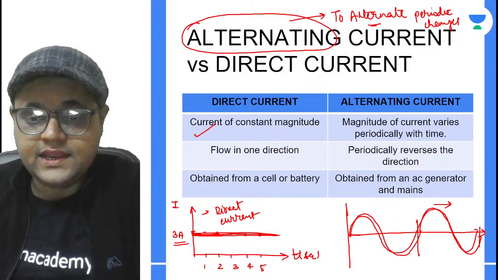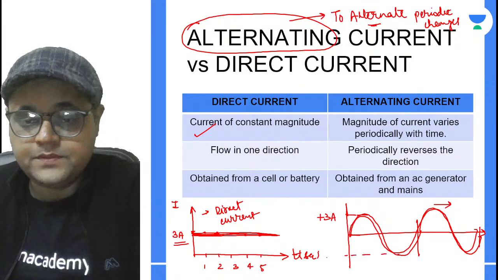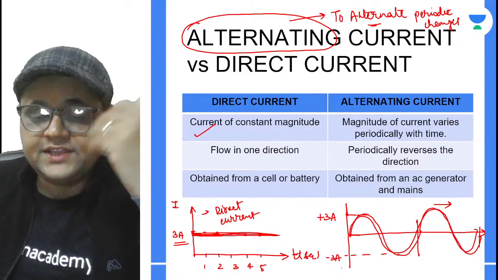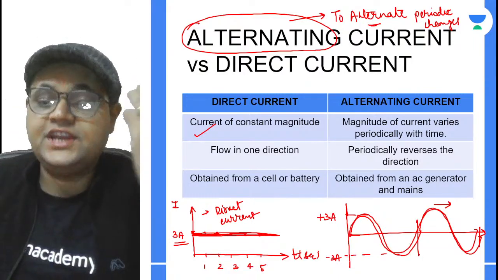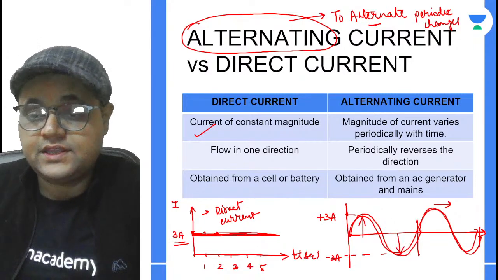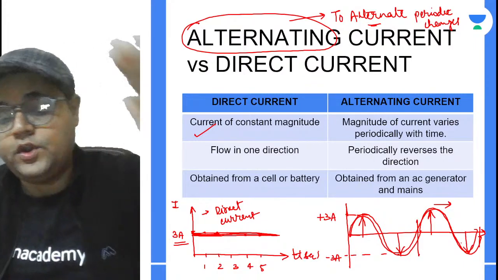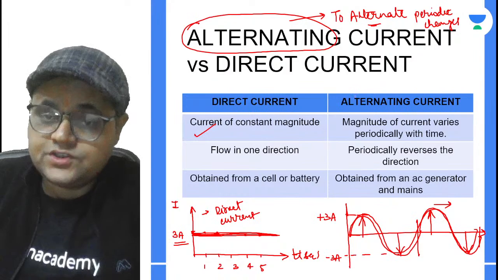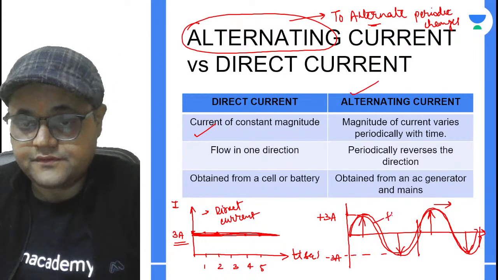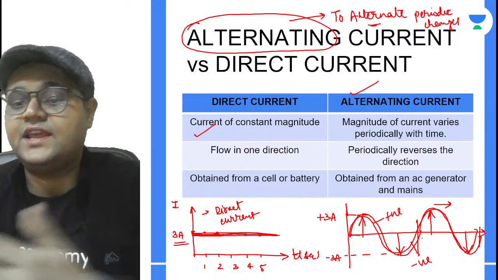Now you can clearly see, if I say this is plus 3 ampere, then obviously this has to be minus 3 ampere, right? So what is happening? The current is alternating. It is changing its value. Here it was plus 3, then here it was minus 3, then again plus 3, then minus 3, and it will keep on alternating this way. Since it is alternating, we call it alternating current. Here it was positive, and in the next cycle it was negative, so it periodically reverses its direction.